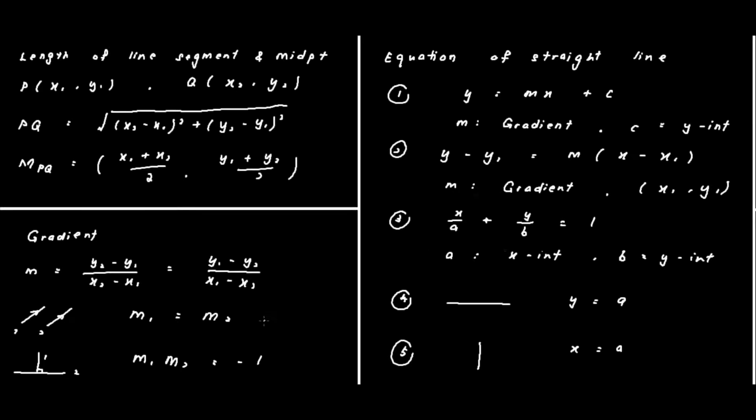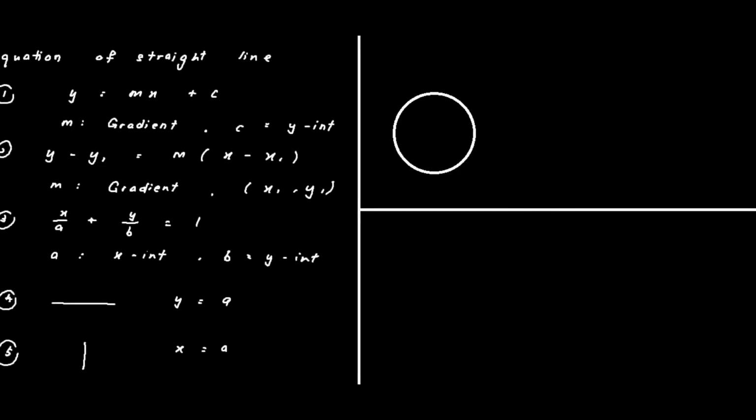So after we have learned about the straight line, the next thing that we see in this topic is the equation of circle. To find the equation of circle, there are two things that you need to know.